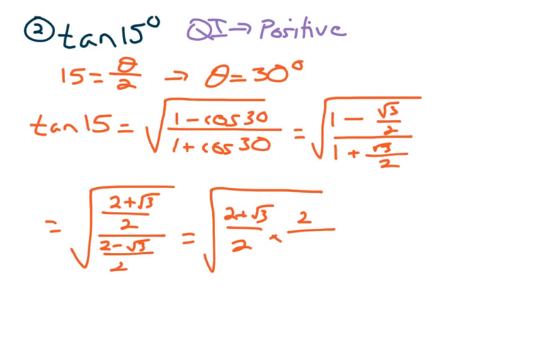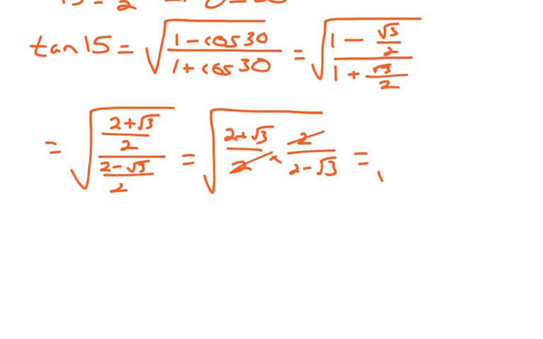So 2 over 2 minus the square root of 3. Something nice happens here. These cancel each other away. So what we're left with then is the square root of 2 plus the square root of 3 over 2 minus the square root of 3. That's a 2. Okay? Well, we still have fractions under the square root, and we still have square roots in the bottom. So we still have some work here to be done.